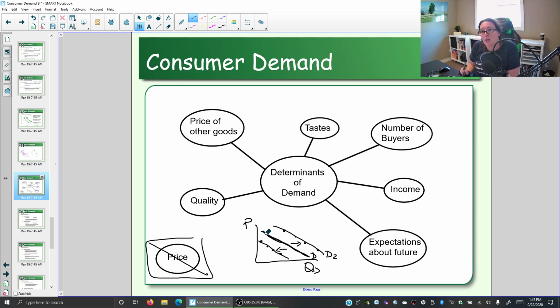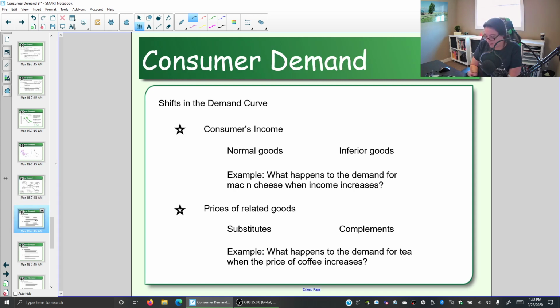So what happens when we change things that are not the price of the good? What happens when we start to change quality and the number of buyers and people's income? This is where we start to shift the demand curve to the right or the left, and we're changing that overall relationship between price and the amount consumers are willing and able to buy. So let's look at each one of these determinants.